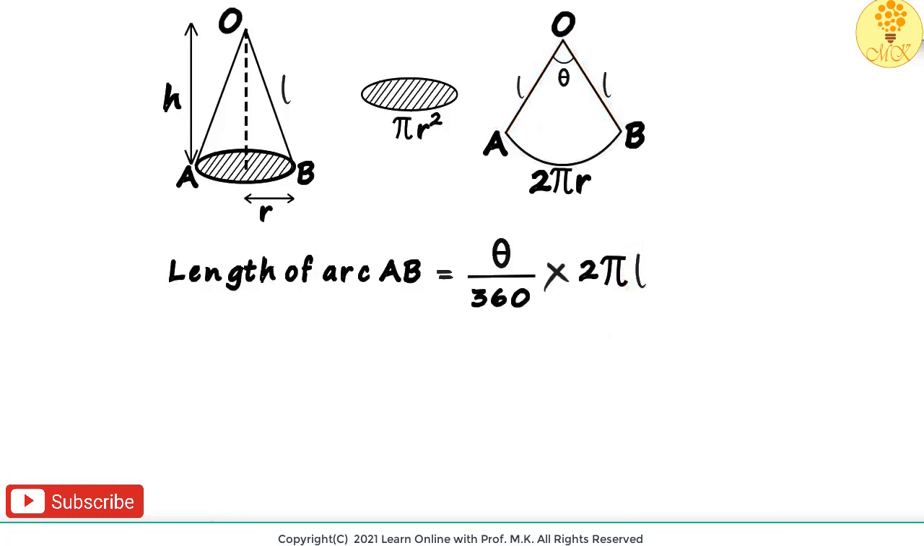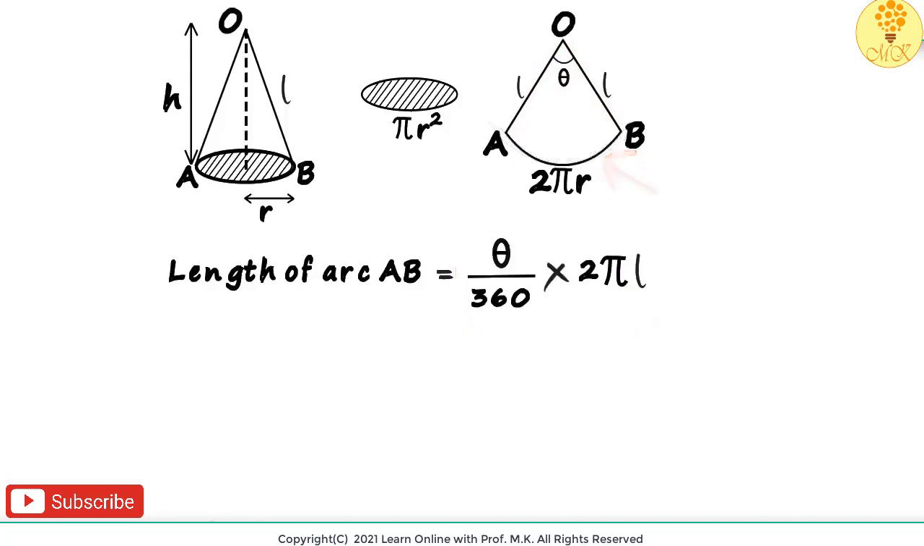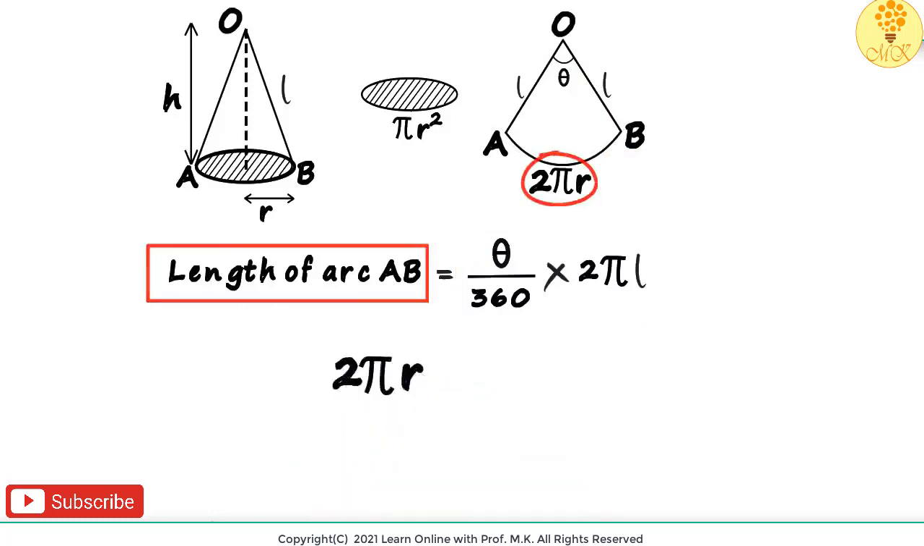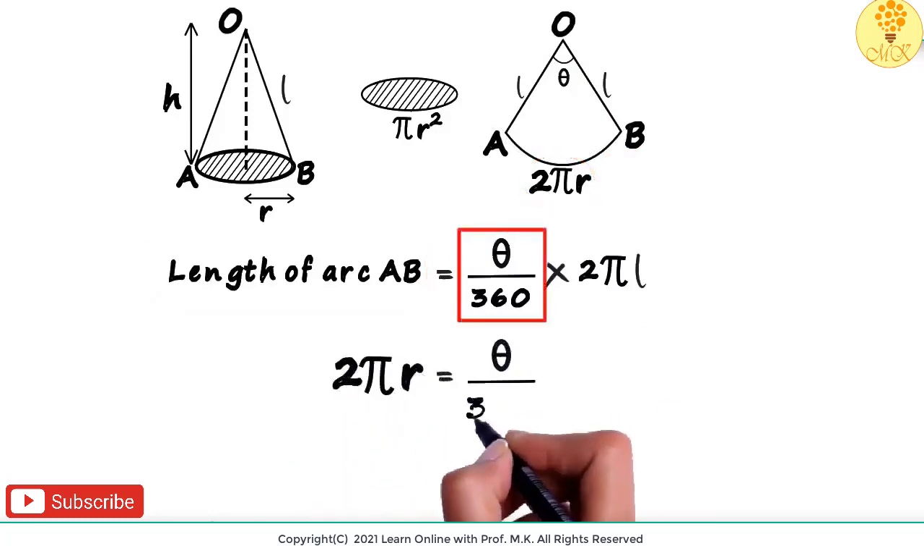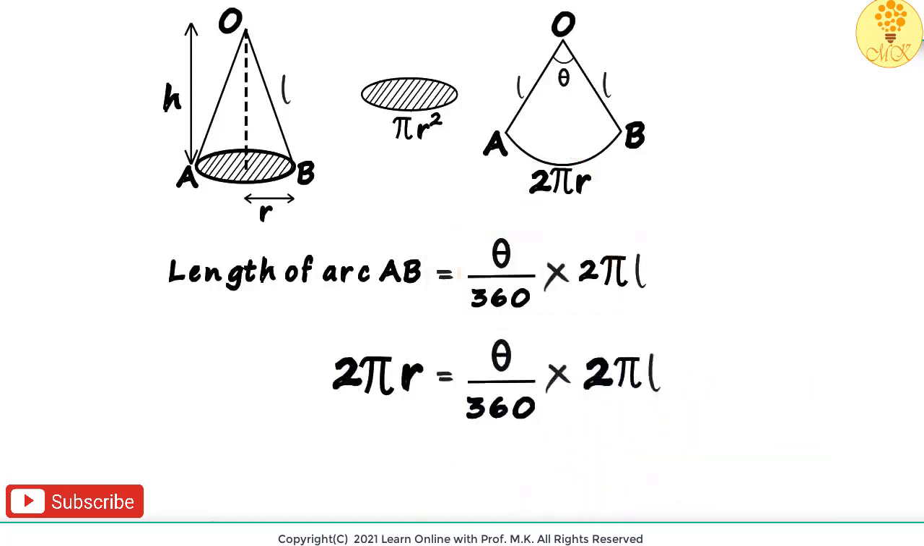part. This tells us that the length of arc AB is a part of the circumference of the big circle that can be formed here. But the length of arc AB is also 2 pi r. That will equal theta by 360 multiplied by 2 pi L. Cancelling 2 pi out from both sides, we get r equal to theta by 360 multiplied by L.